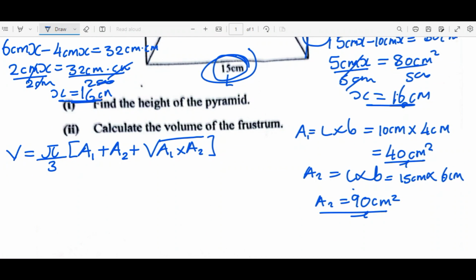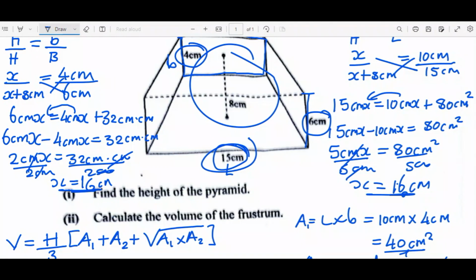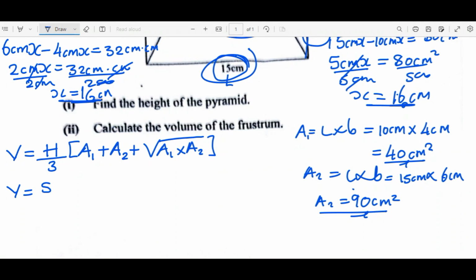So now we can just do substitution. So what's our pi? In fact, we don't need the pi here. We need height. Sorry for that. So this should be height. So remember, the perpendicular height given is 8 centimeters. So that is the height that you are supposed to use. So you say 8 centimeters over 3. Then area 1 is 40. Area 2 is 90 plus the square root of area 1, 40, times 90.